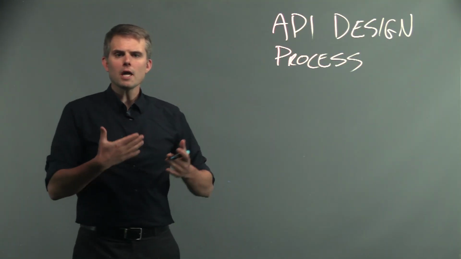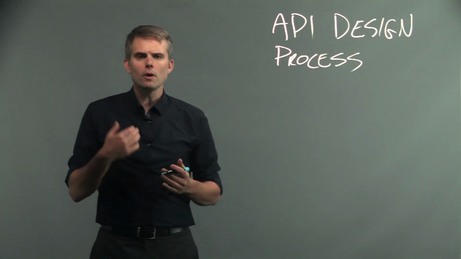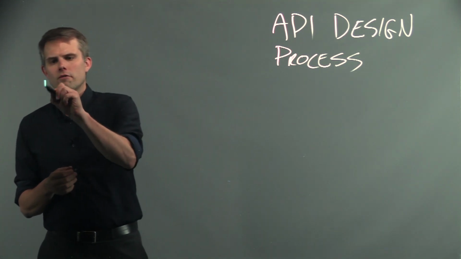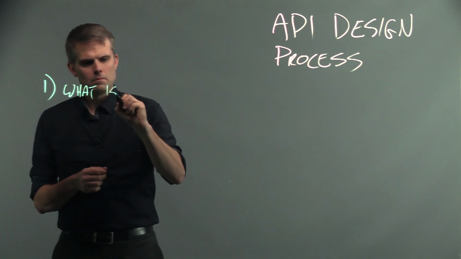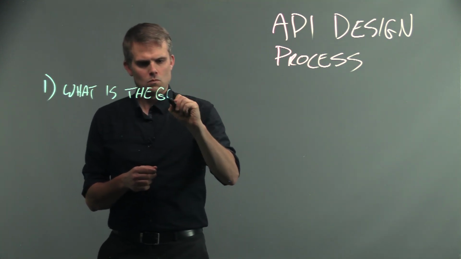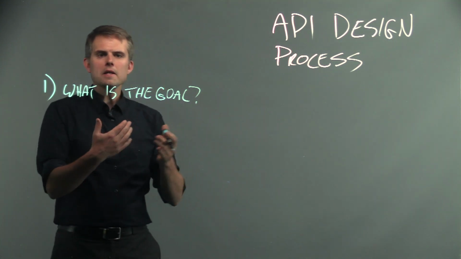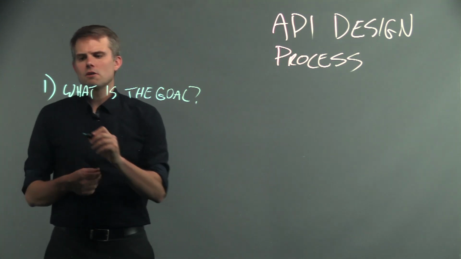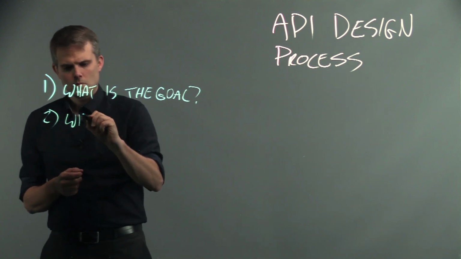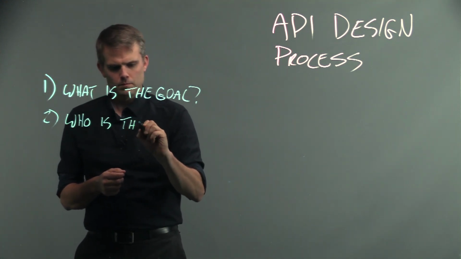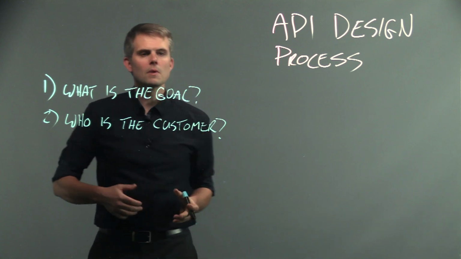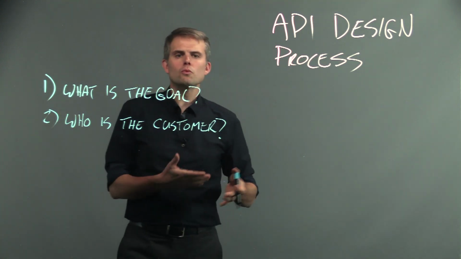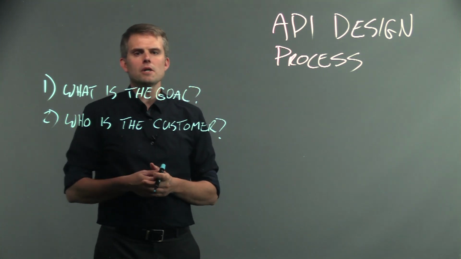When we are embarking on the API design process, there are two main questions we really want to keep in mind. First, what is the goal of this API? And next, who is the API actually for? These two high-level questions really helped us drive the API design process.